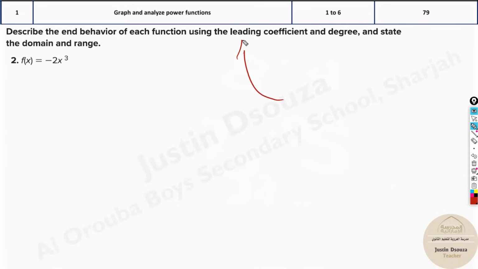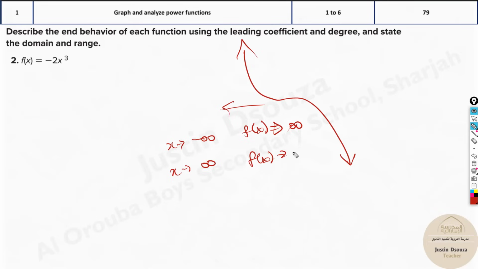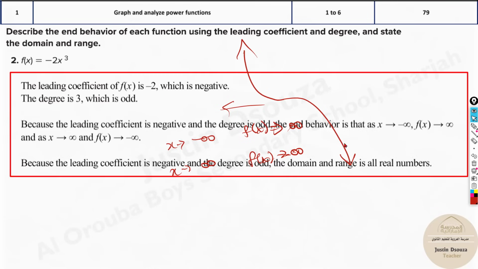The left side goes up and then the right side goes down. So here, as x tends to minus infinity, f of x tends to positive infinity. This won't change. What is f of x here? It's going to infinity. Over here, f of x is negative infinity. That's it. That is the answer. And domain and range is all real numbers here.